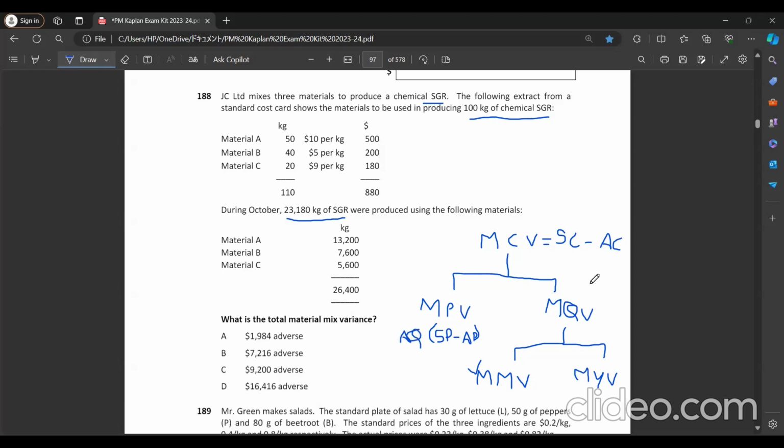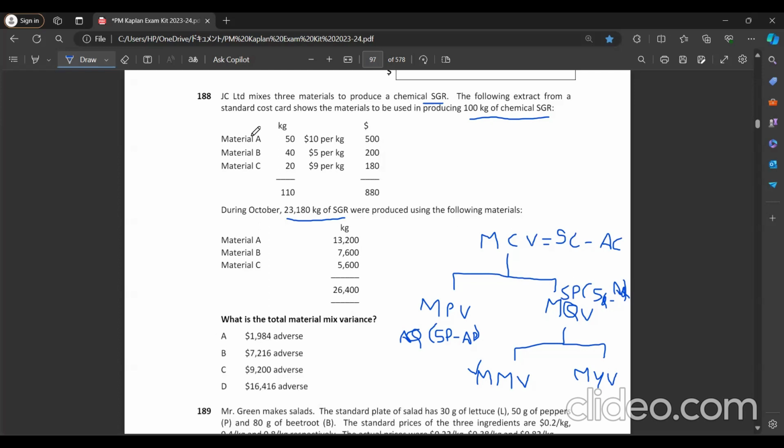If it is quantity variance, it would be the difference between the standard quantity and the actual quantity applied at the standard rate. So here we would have it as standard quantity minus actual quantity, applicable at the standard price. Now, the variance between the standard quantity and the actual quantity calculated at the standard price or the standard cost, that is the quantity variance.